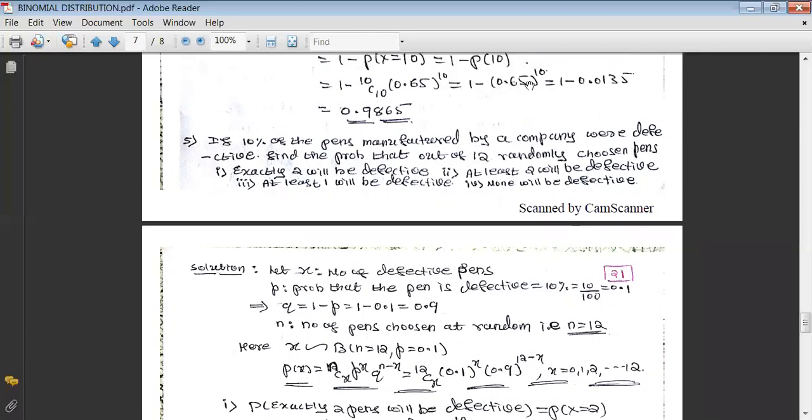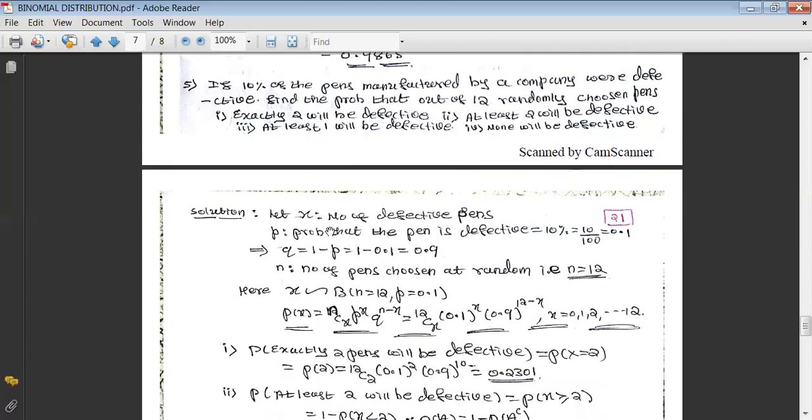And here first of all let us realize what is success here. That is, being defective will be success in this case. That's why we say that x has number of defective pens out of 12. It is understood. And p is the probability of success, meaning here the success is being defective. That's why we say that p has probability that a pen is defective.